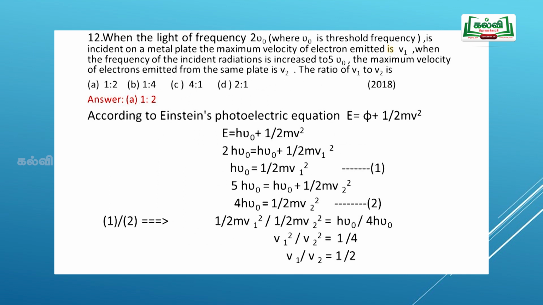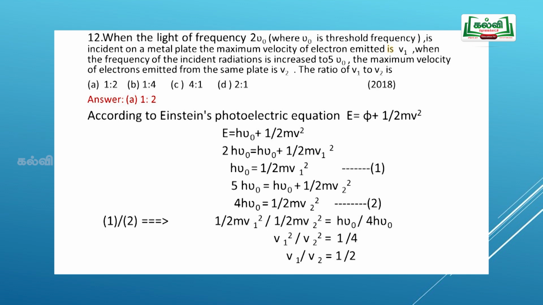When a light of frequency 2 nu naught, where nu naught is the threshold frequency, is incident on a metallic plate, the maximum velocity of the electron emitted is V1. When the frequency of the incident light is increased to 5 nu naught, the maximum velocity of the emitted electron from the same plate becomes V2. So the ratio of V1 by V2 is option A 1:2, option B 1:4, option C 4:1, option D 2:1. This is a competitive exam 2018 question. So the answer is option A 1:2. Let's see how option A is correct.